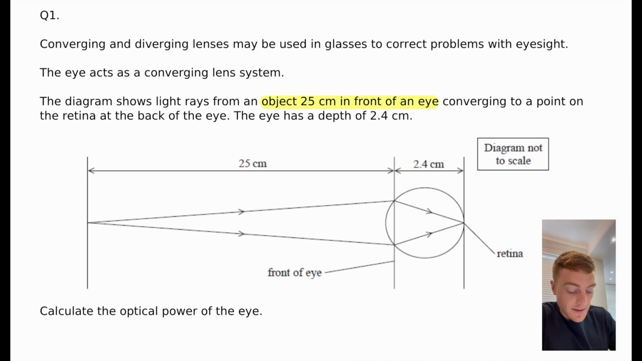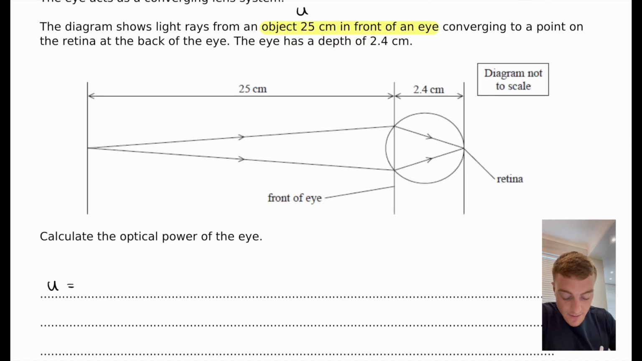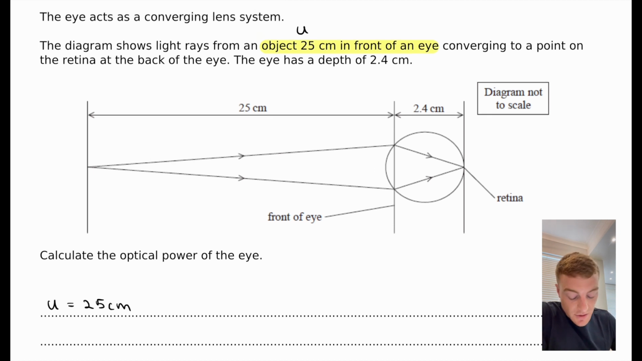Okay, well that's going to be my object distance, u. So I'm just going to label or write down everything that I know for now. So u is 25 centimeters, converging to a point on the retina at the back of the eye. The eye has a depth of 2.4 centimeters. That's going to be my v.